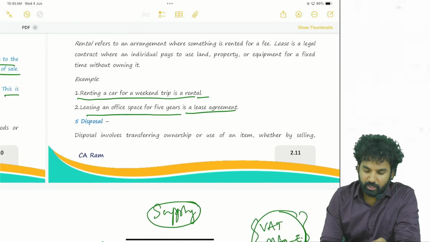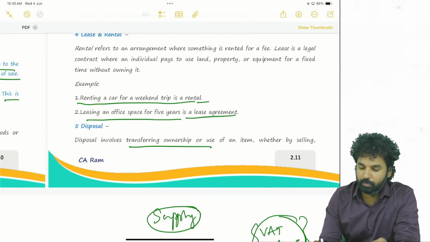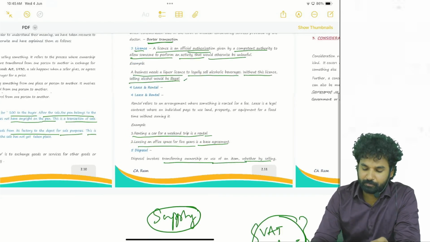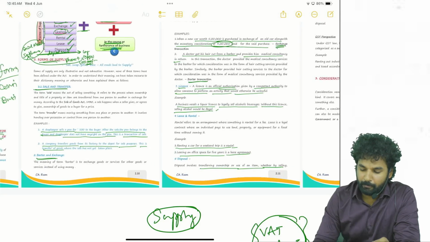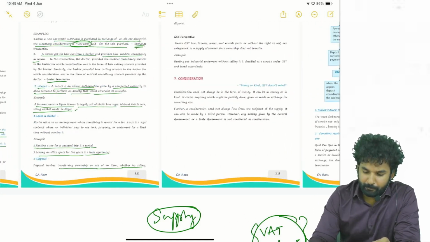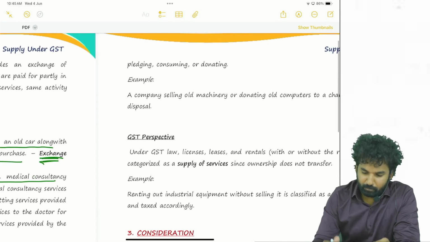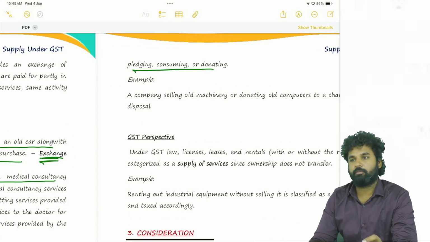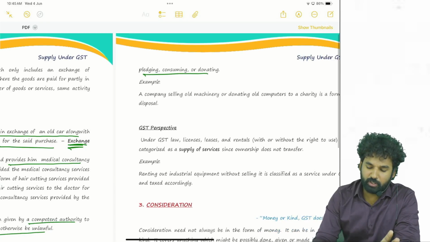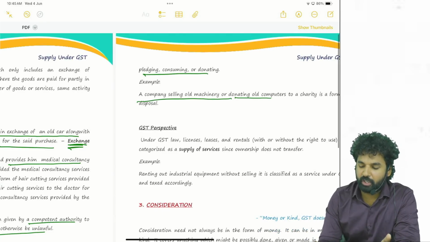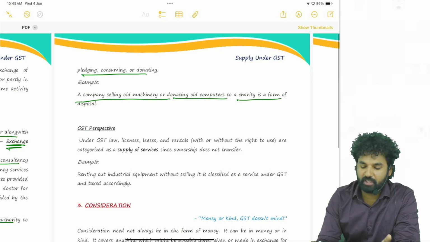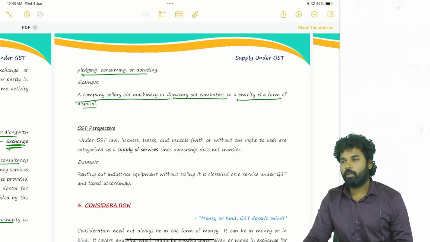Okay, disposal. Disposal involves transferring ownership or use of an item, whether by selling, pledging, consuming, or donating. Whatever it may be, it is disposal. A company selling old machinery or donating old computers to a charity is a form of disposal. We got all this, sir?